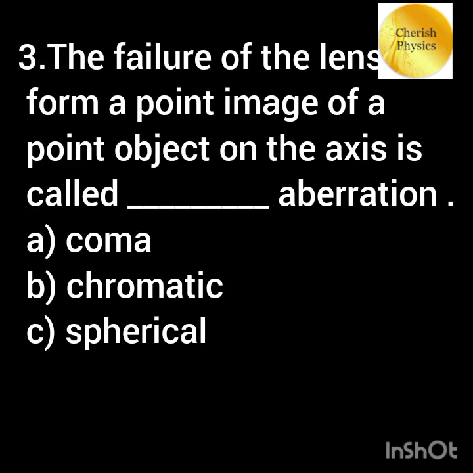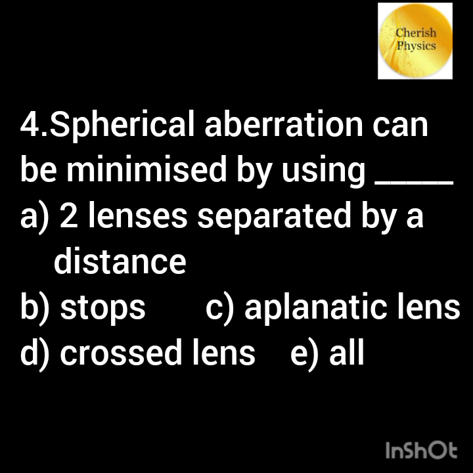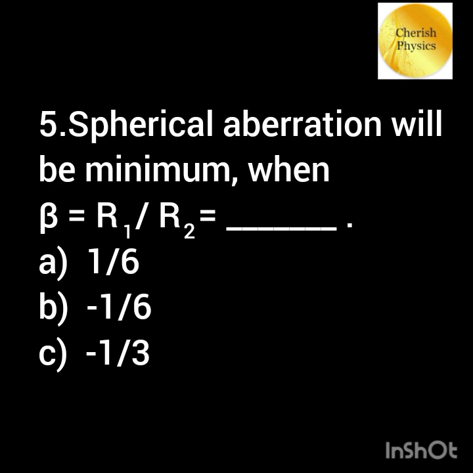The failure of the lens to form a point image of a point object on the axis is called spherical aberration. Can be minimized by using dash. Spherical aberration will be minimum when dash.